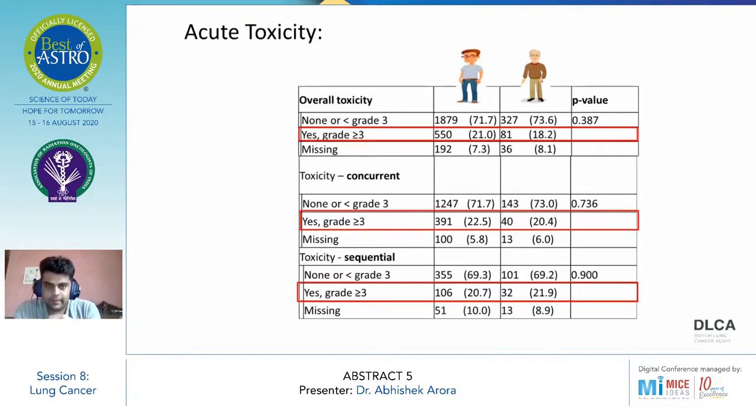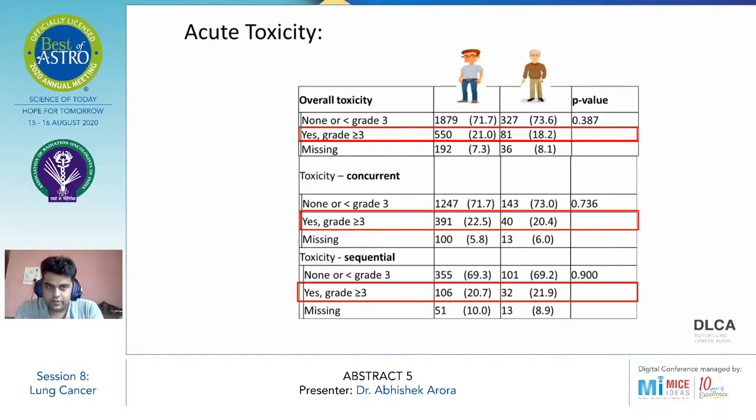Next slide, please. The overall toxicity recorded was higher, as you can see, in the non-elderly as compared to the elderly. The toxicity of less than grade 3 and more than grade 3 was also higher. As we can see, in the concurrent setting the toxicity was much higher as compared to the sequential setting. In terms of less than grade 3 and more than grade 3 in the sequential setting, the toxicity is higher in the non-elderly as compared to the elderly. The patients missing were 100.